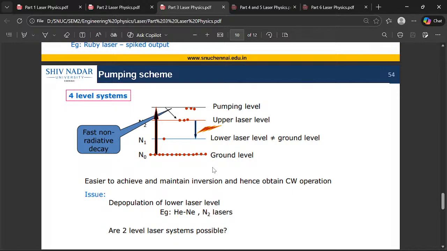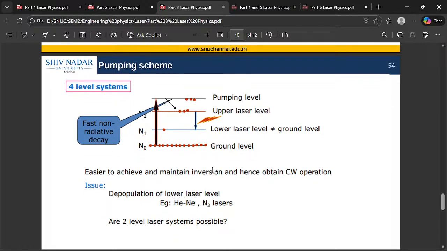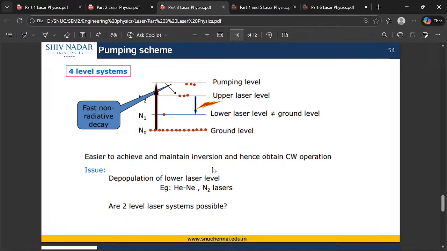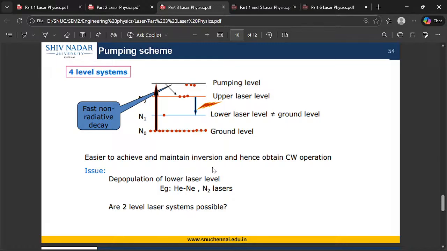But in the four level system, from the ground state the electrons go to the excited state, then to the upper state, then the lower state. Here it is easier to achieve and maintain the inversion. The three level system has the original ground state and only one metastable state, but here it has two, so the electrons can be maintained between those two metastable states. As you can see, the lower laser level is not equal to the original ground level.